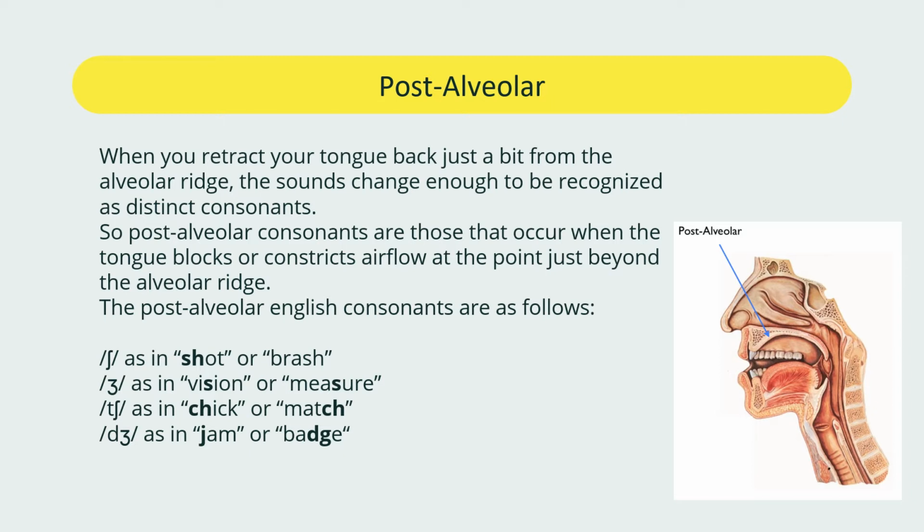When you retract your tongue back just a bit from the alveolar ridge, the sounds change enough to be recognized as distinct consonants. So post-alveolar consonants are those that occur when the tongue blocks or constricts airflow at the point just beyond the alveolar ridge. Look at the picture. The post-alveolar English consonants are as follows.